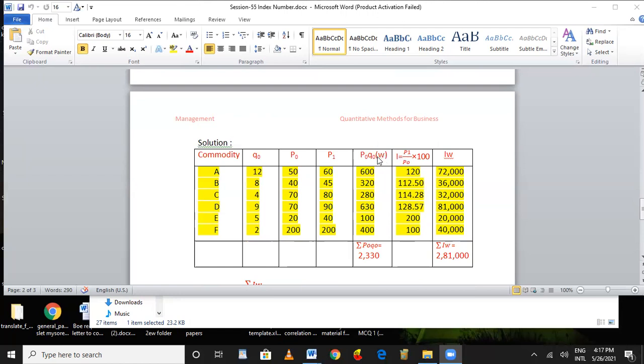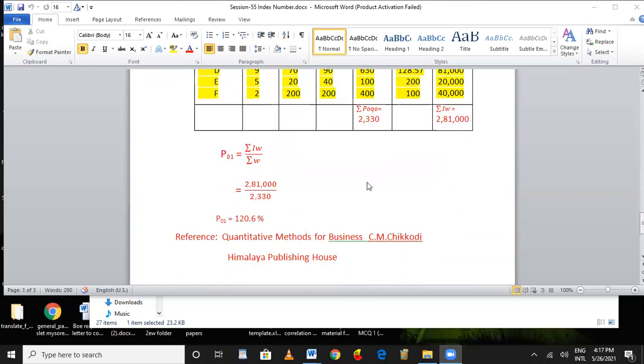Now we have to multiply W into I. 600 into 120, 72,000. 320 into 112.5, 36,000. 280 into 114.28, 32,000. 630 into 128.57, 81,000. 100 into 200, 20,000. 400 into 100, 40,000. Total 2,81,000. According to the family budget method, the formula for P01 is sigma IW over sigma W. I means price relatives. W means weights.